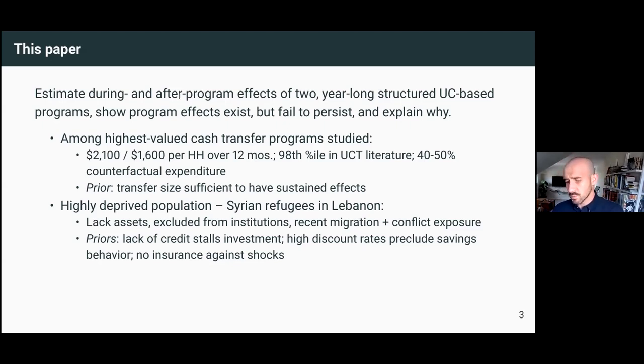large cash transfer programs provided to Syrian refugees in Lebanon. It's spread over 12 months. It's a yearly program, and the transfer values are huge. You can see these numbers, about $2,000 and around $1,600 per year over 12 months. They're larger than most of the cash assistance programs analyzed in the literature. Relatively speaking, the transfers are large. They correspond to around 40 to 50% of the counterfactual expenditure, sufficient to have a sustained effect.